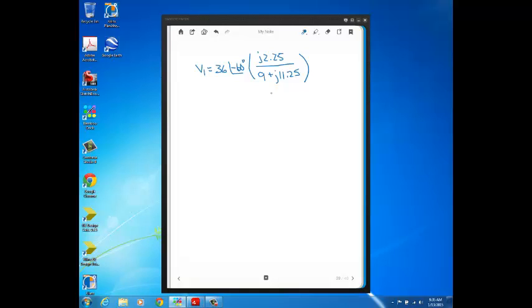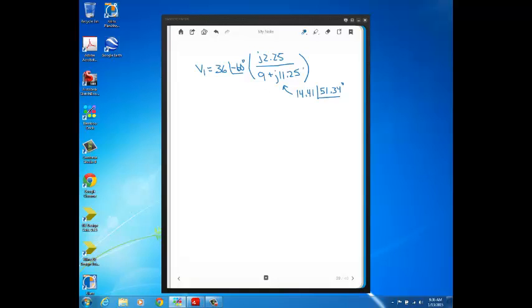And if you go ahead and work out the numbers, now what I did is I just turned everything into polar. So in polar form, this 9 plus j 11.25 has magnitude 14.41 and it has an angle of 51.34 degrees. Alright, and then of course this in polar form is just 2.25 and an angle of 90 degrees, right? Because j is magnitude 1 at 90 degrees.